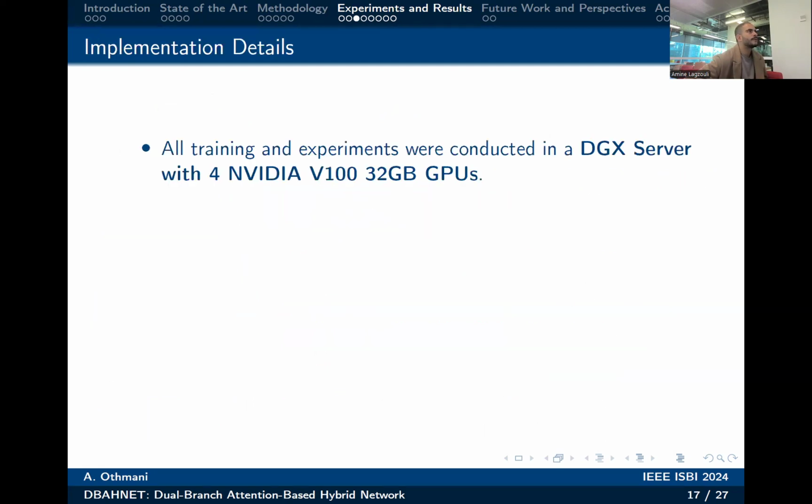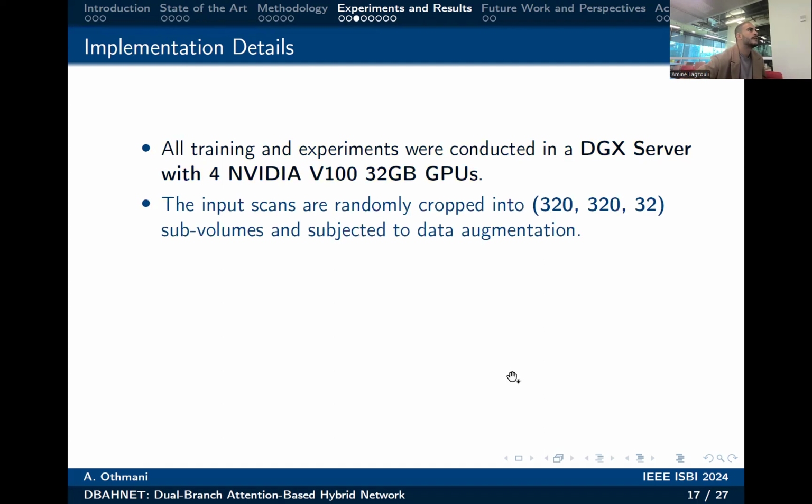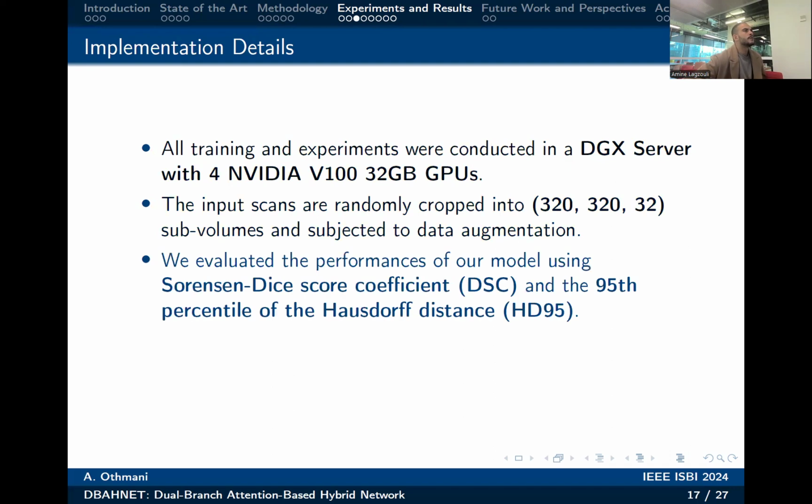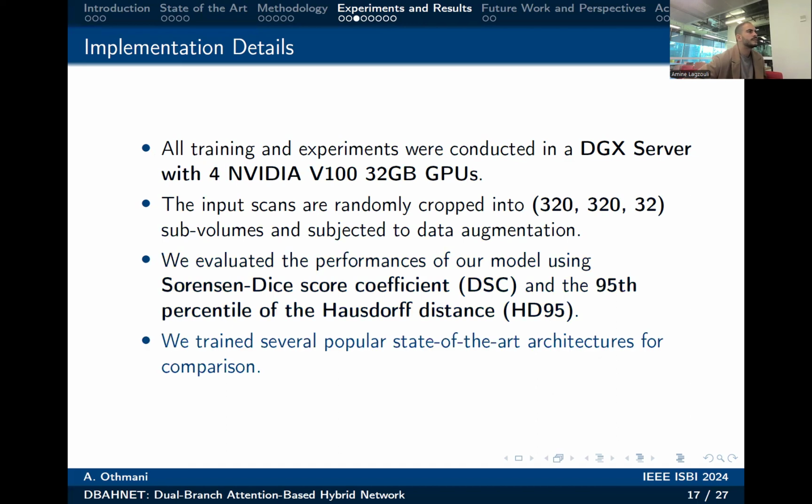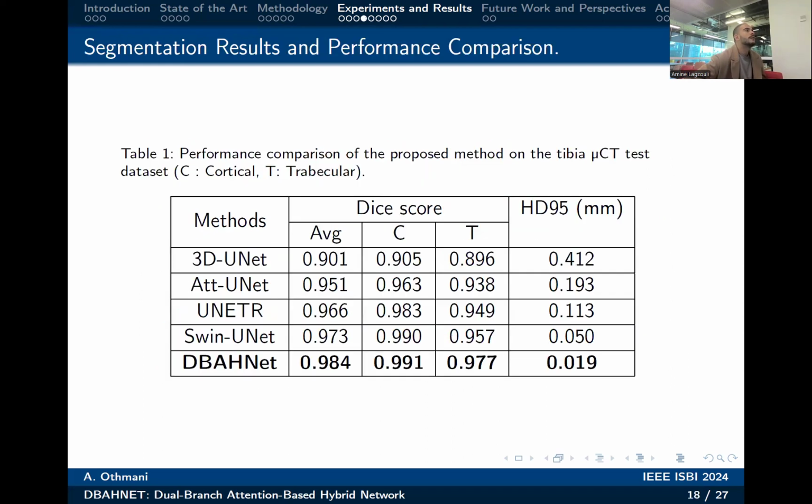All the training and experiments were conducted on our DGX server. The input scans were randomly cropped into 320, 32 subvolumes and subjected to data augmentation. We also evaluated our model with the Dice score and the Hausdorff distance. And for comparison purposes, we trained several popular state-of-the-art architectures that we cited before.